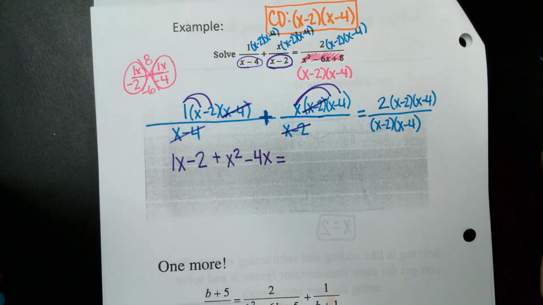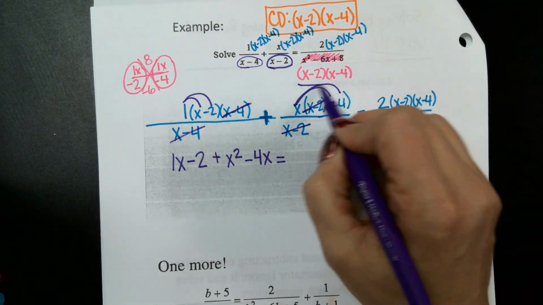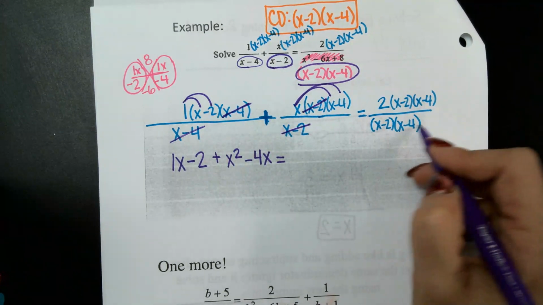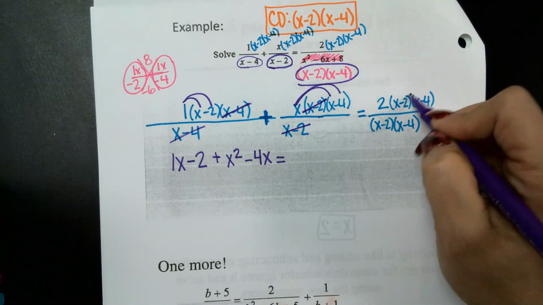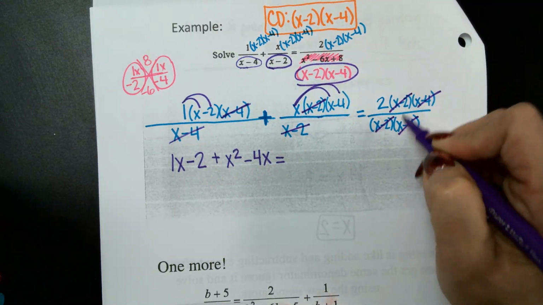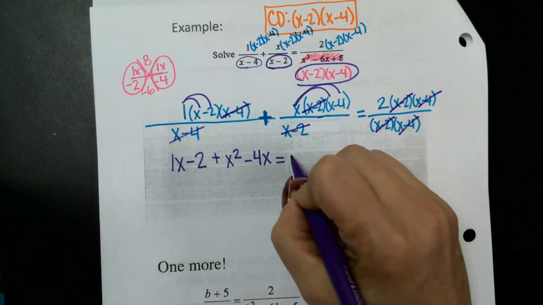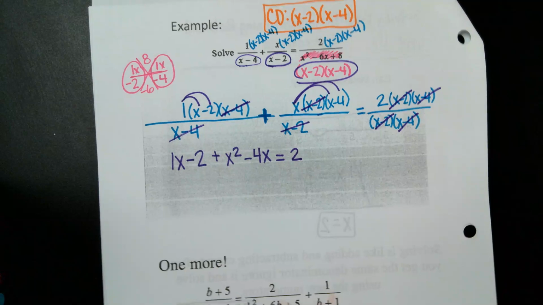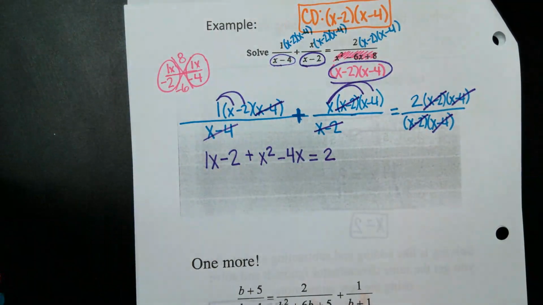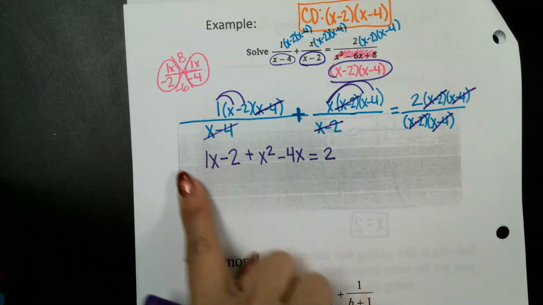Equals, now the right side's even better because look, this one already had these two on bottom, and we just multiplied the top by the same 2 sets of parentheses, so won't everything cancel except for the 2? Yeah. So that big mess of a problem just now became this equation.